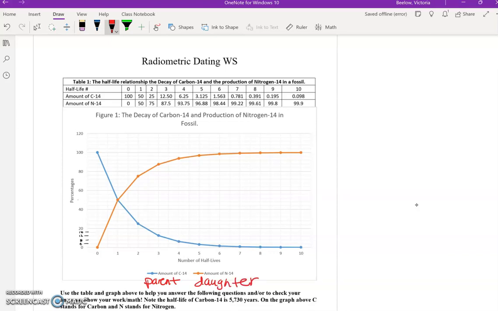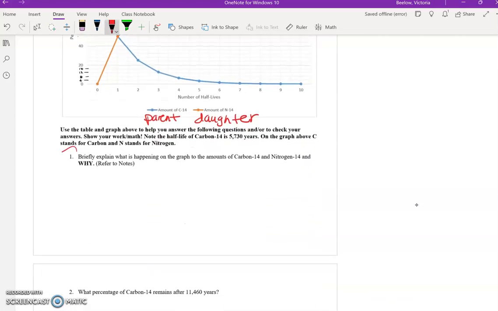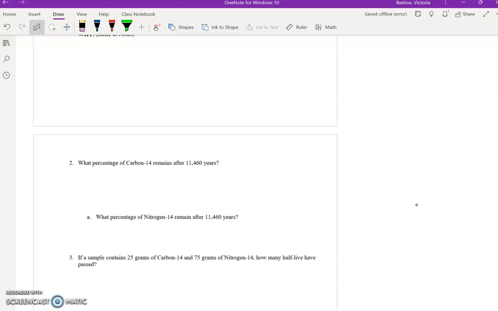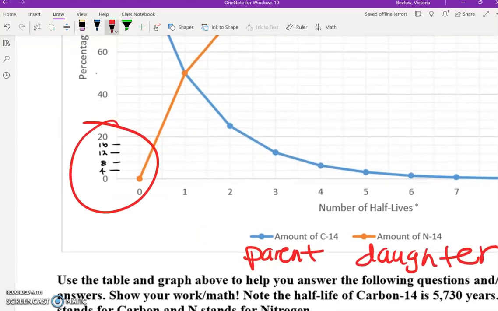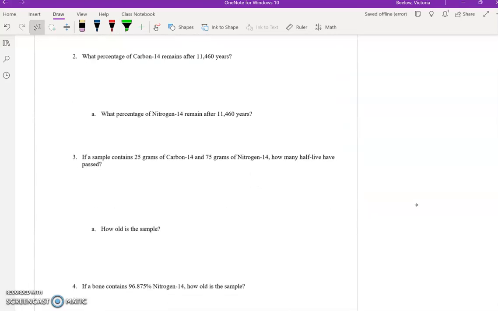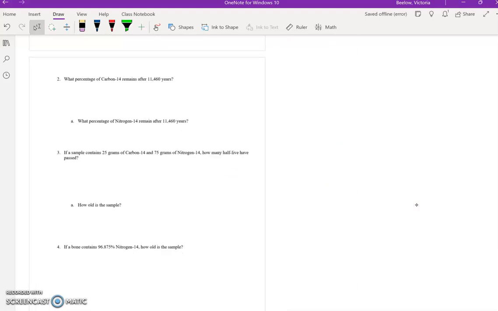So you can see that the parent is going down over time because it's decaying into the daughter. So that means that the percentage of the daughter would increase over time. And that's one of the first questions you're going to talk about here. Again, it's asking why, so think about the law of conservation. You can look that up if you need to. And then a couple practice problems here. You can use the graph to help you with some of the problems. I added a little bit more information here to help you with checking the measurements on the graph. Otherwise, you can use the notes that we just did to help you problem solve.